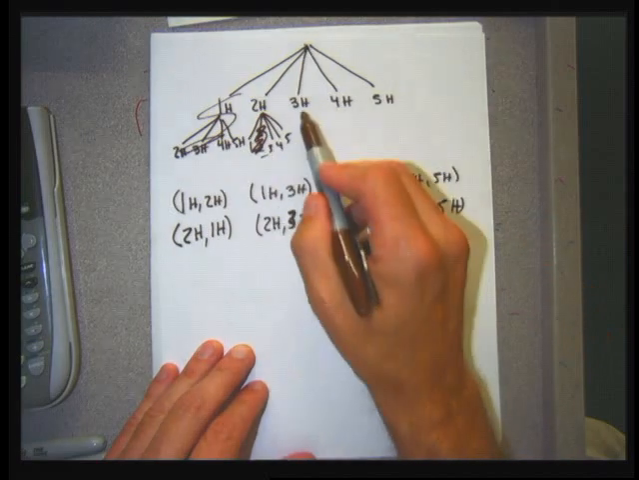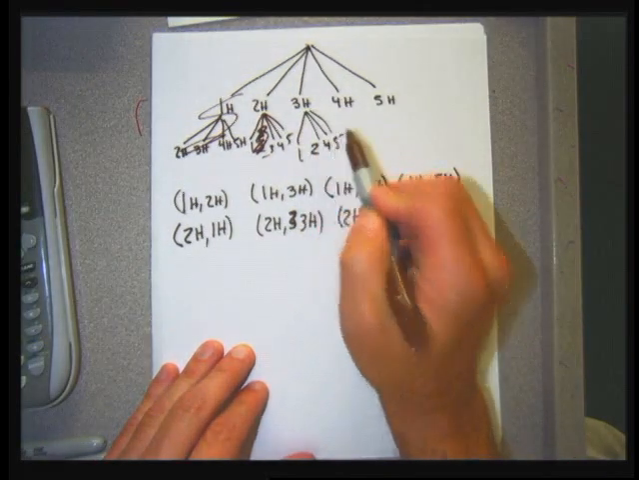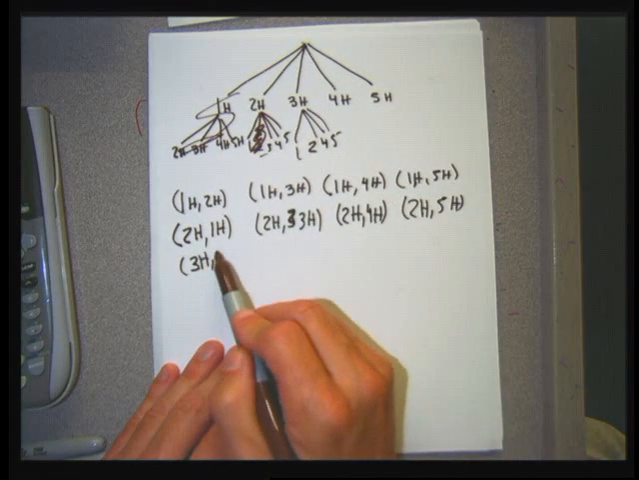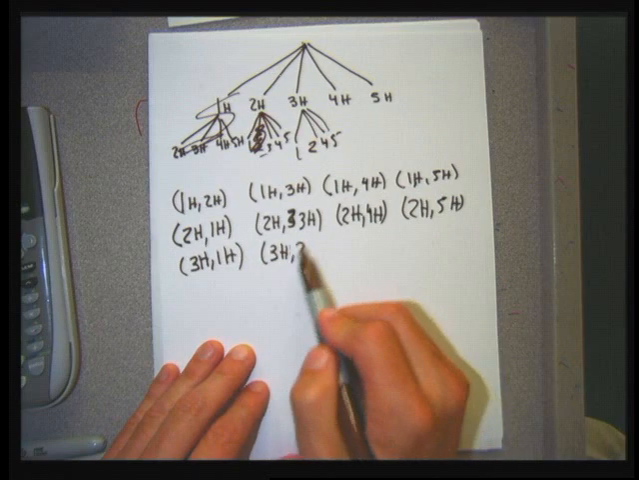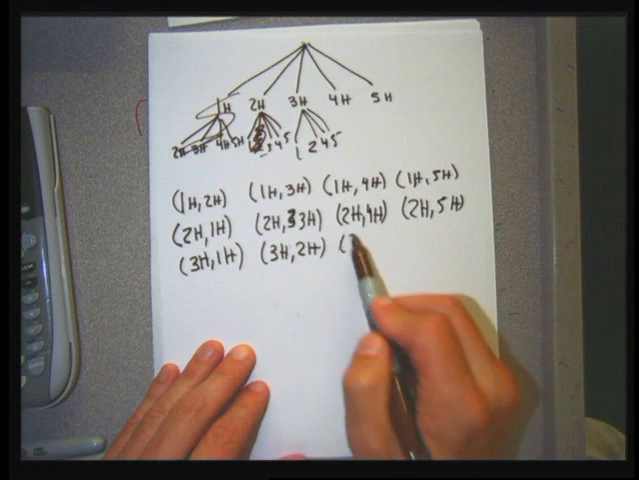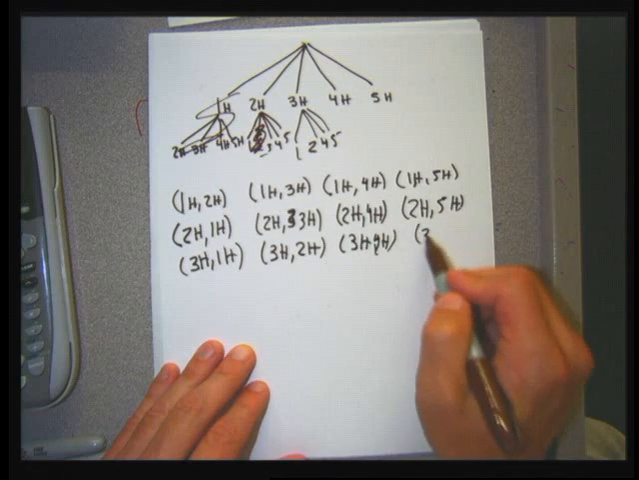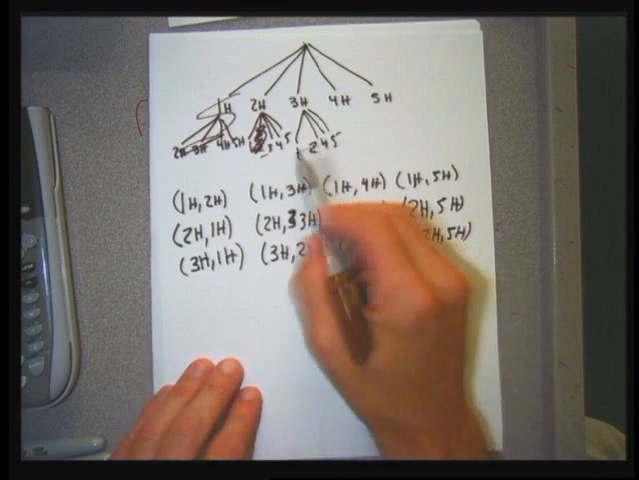Now I'll go to the 3. With the 3, I could get the 1, 2, 4, or 5. Can't get the 3 because I'm doing without replacement. So I could get the 3 of hearts with the 1 of hearts, the 3 of hearts with the 2 of hearts, the 3 of hearts with the 4 of hearts, or the 3 of hearts with the 5 of hearts. And then I go to the 4.